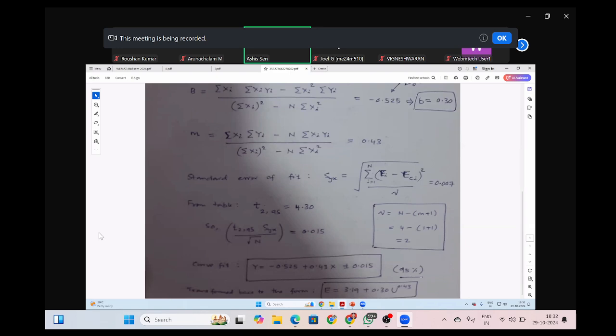So this probability you can take. Okay. If you take 90% probability, the value of T will change. Or if you take 99% probability, the value of T will change. But that is okay. For 95%, this will be the answer.